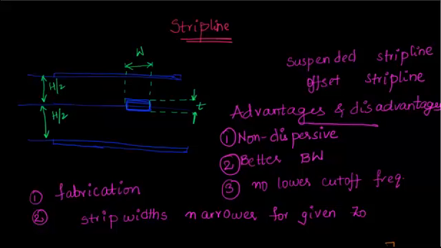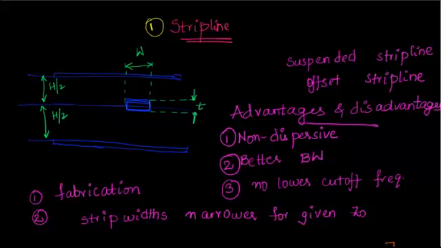In this lecture, we are going to discuss the types of transmission lines. The first type of transmission line is the strip line. Now, talking in detail about strip line, first, how a strip line looks.